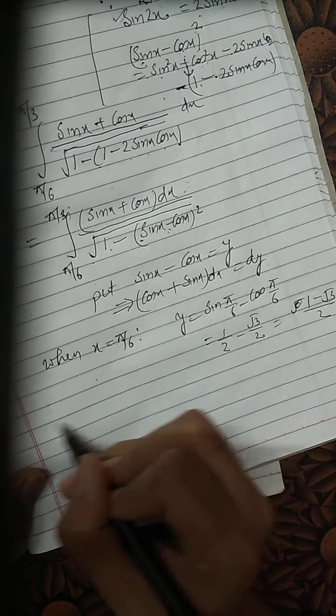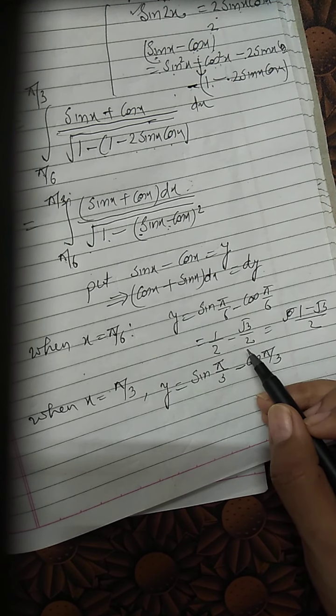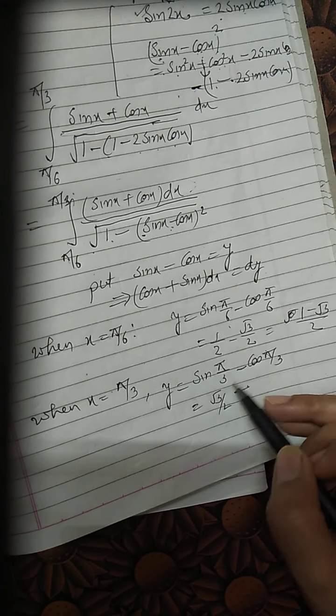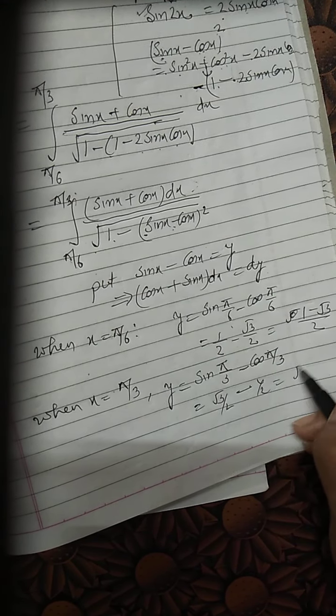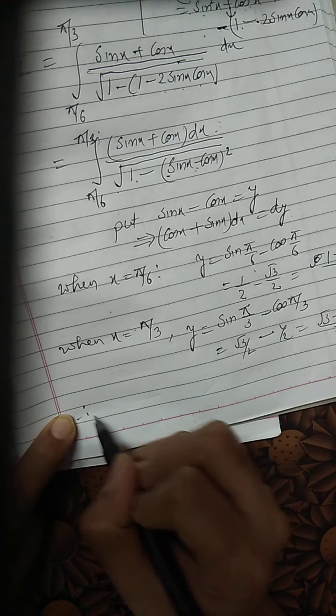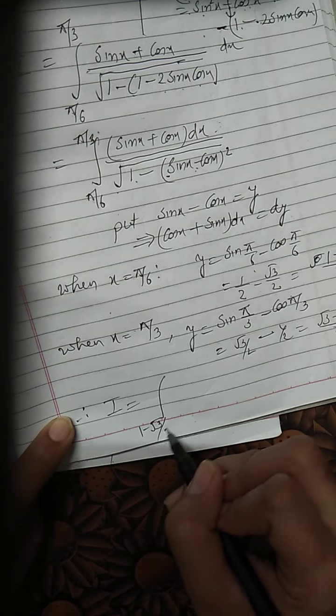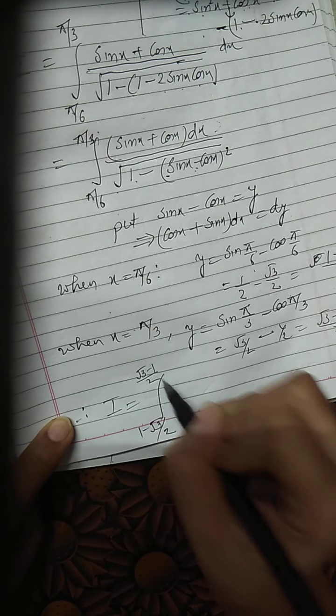The second limit: when x equals pi by 3, then y will be sin pi by 3 minus cos pi by 3. Sin pi by 3 is root 3 by 2, and cos pi by 3 is, just take the opposite values actually, on 30 degrees and 60 degrees, 1 by 2. So here we will have root 3 minus 1 by 2. The limits are also changed, so our integral will become, here, from 1 minus root 3 by 2 to root 3 minus 1 by 2.